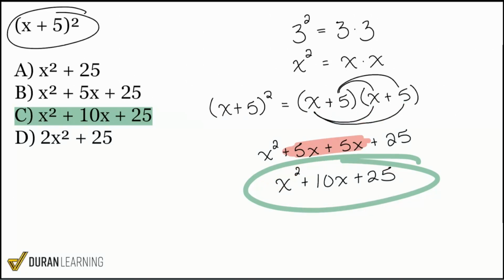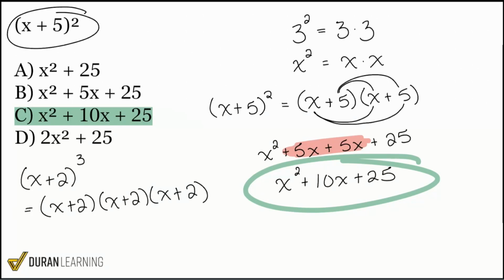I saw a question in the chat box that said, hey coach, if this was a 3, so like let's say we had x plus 2 all to the power of 3, that would be the same thing as saying x plus 2 times x plus 2 times x plus 2. That's what it would be, absolutely, because the 3 signals that you're doing it 3 times. So great questions coming out of the chat box there from everybody.